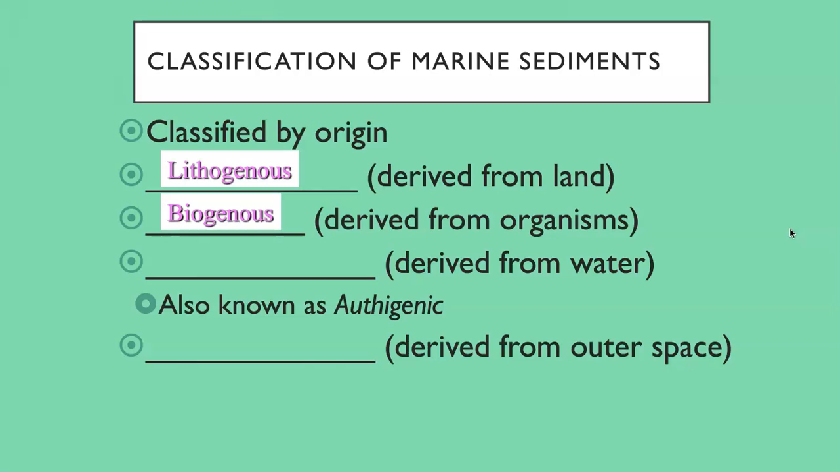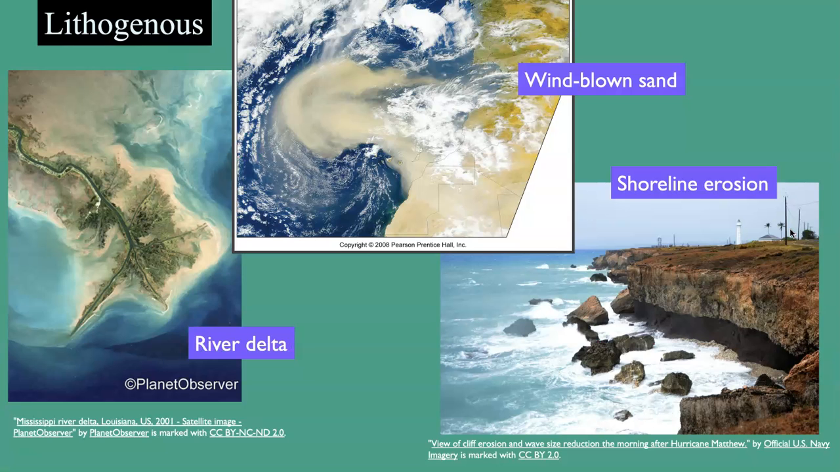So lithogenous sediment comes from the land. Biogenous comes from organisms. Hydrogenous comes from the water, and sometimes that's called authigenic. And then cosmogenous is the material that comes from outer space. So we'll look quickly at each of these.